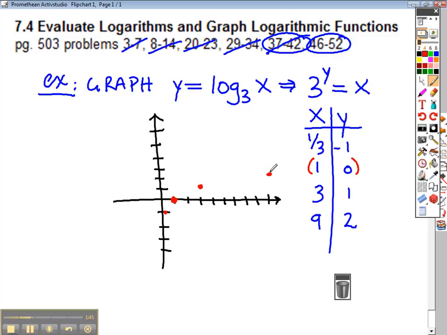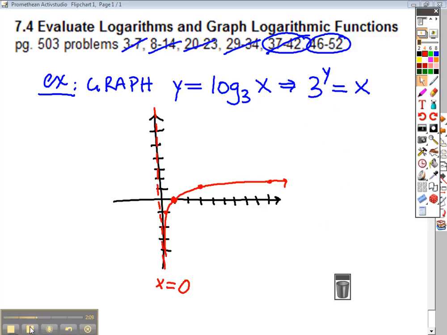So if you graph it, the graph will actually look something like this. Okay, I kind of missed that point. We'll just move it down. Okay, and keep in mind, as with exponential, there's an asymptote here at x equal to 0. Okay, so that is our basic logarithmic graph. They all look like this.